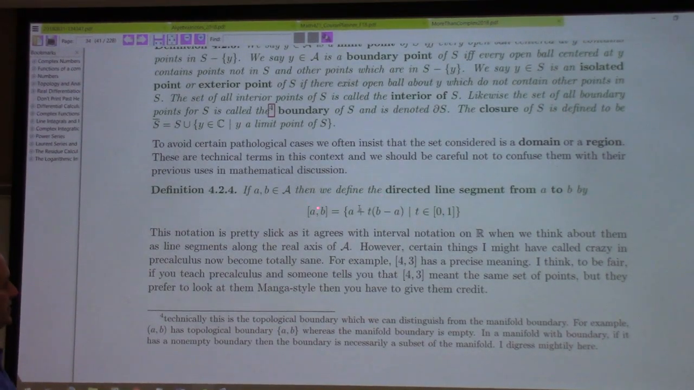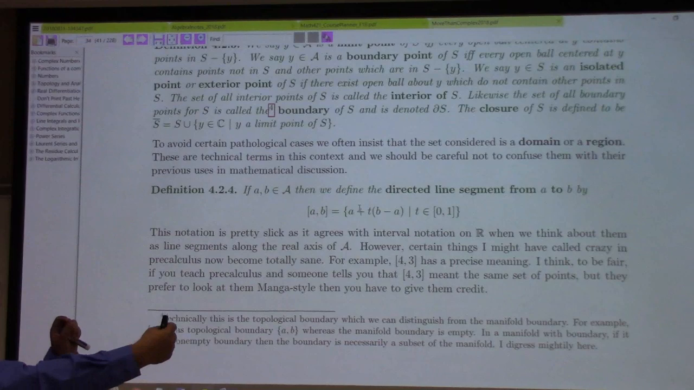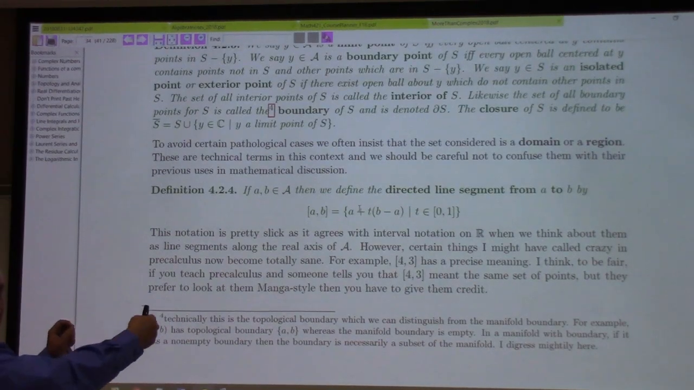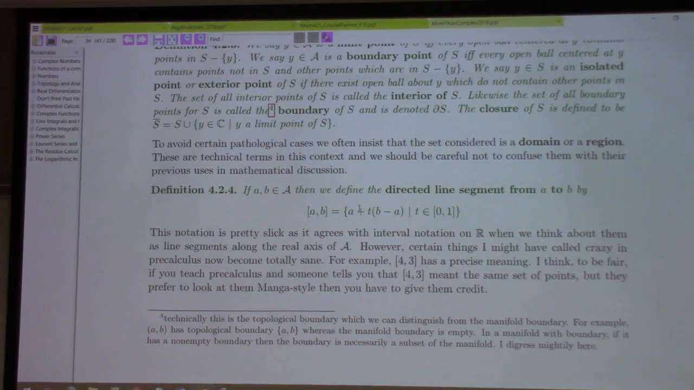So we talk about directed line segments. This notation is a little bit funny, right? This is no longer, for us, the closed interval from A to B. In this context, this is the line segment from A to B. This is a very useful notation because it allows us to do things like say the closed interval from 10 to 9. That makes sense. That's just the line segment that goes from the number 10 to the number 9 in the algebra.